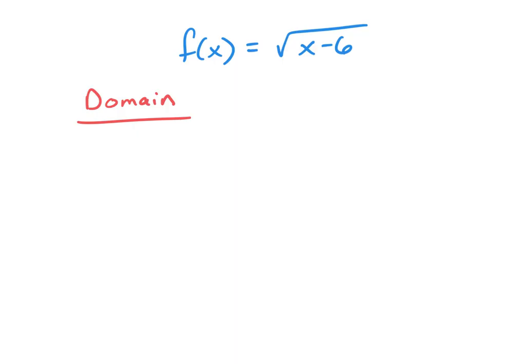And when I take the square root of something, I can take the square root of anything 0 and above, right? And so what we're going to say here is that this expression, x minus 6, can be anything greater than or equal to 0. But we're going to try to figure out what value of x is going to make that happen. So we got to solve for x. Pretty easy one to solve. We're going to add 6 to both sides. And we're going to say x is greater than or equal to 6.